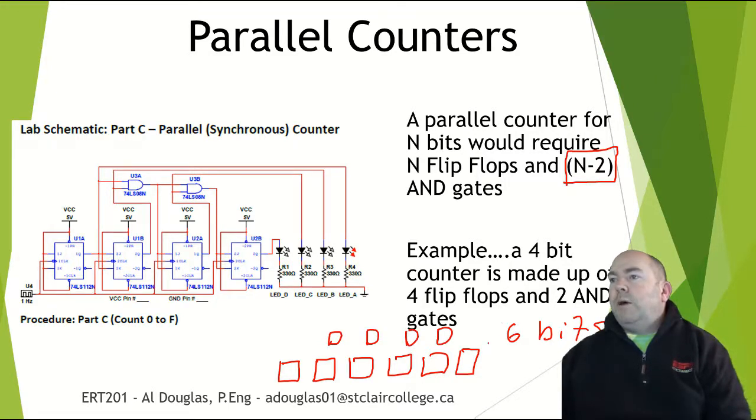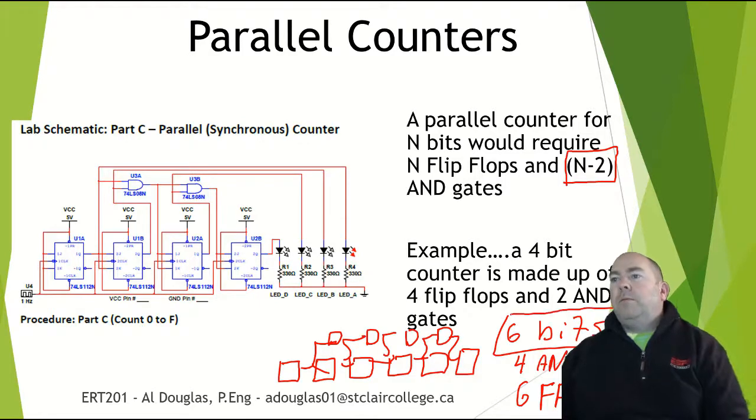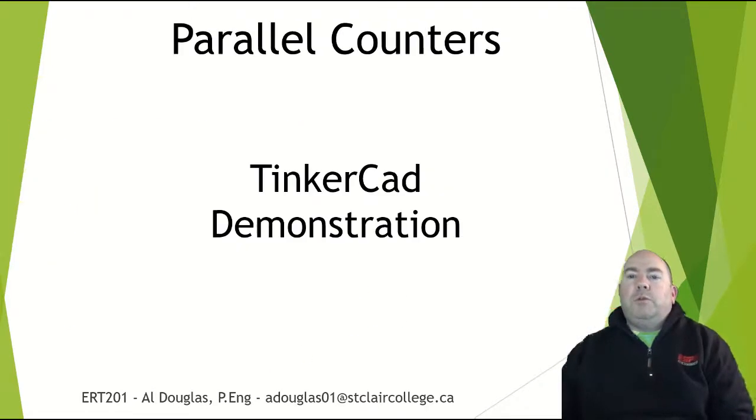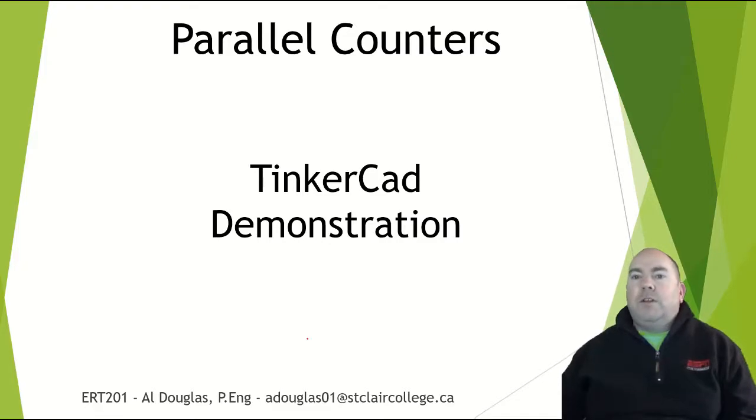So basically N minus 2, and this is going to produce, so you get all your wiring in between here, very complex wiring. So this is 6 flip-flops. Okay, and that will be able to produce a 6-bit number. Okay, so this gets very complicated when you start wiring these, as we will demonstrate in Tinkercad. Okay, so this will be a Tinkercad demonstration of the parallel counter.